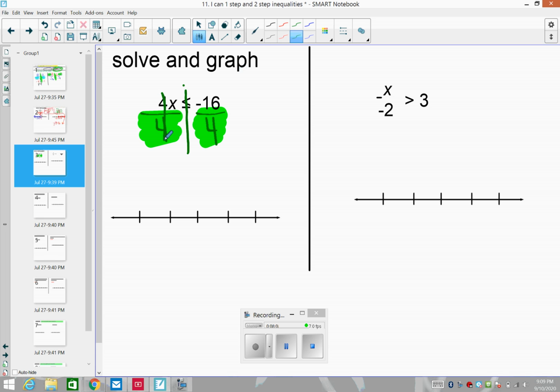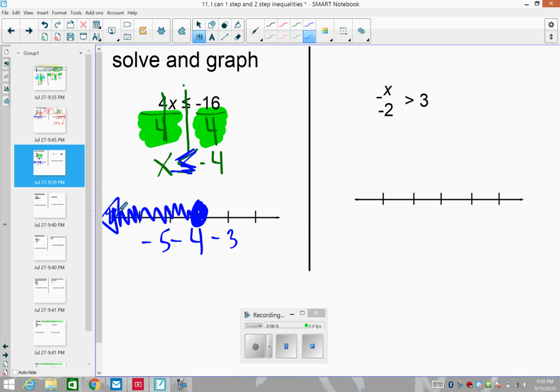4 divided by 4 is 1. We get x is less than or equal to -4. Do not flip the sign because we did not divide by a negative to both sides. So at -4, we have a closed circle. Why? Because this little bar is underneath it. And one bigger is -3, and one smaller is -5. And we're talking about all the values that are less than -4. So all the values that are less than -4 would go this direction: -5, -6, -7, and so on. So that is how we graph and solve.